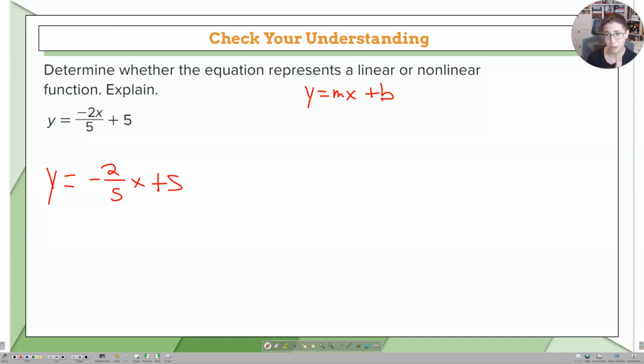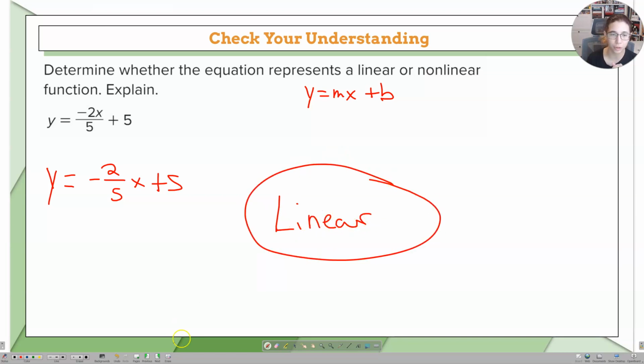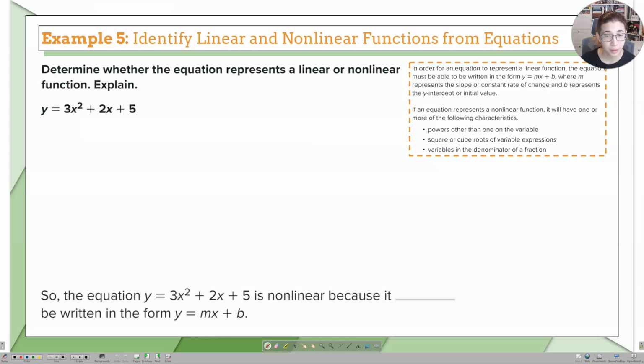And so if we compare it to the slope-intercept form, right, we have the slope, negative 2/5. We have the y-intercept of b. So it is a linear equation because it can be written in the form of y equals mx plus b. Example 5. Determine whether the equation represents a linear or nonlinear function and explain your reasoning. So we have y equals 3x squared plus 2x plus 5.